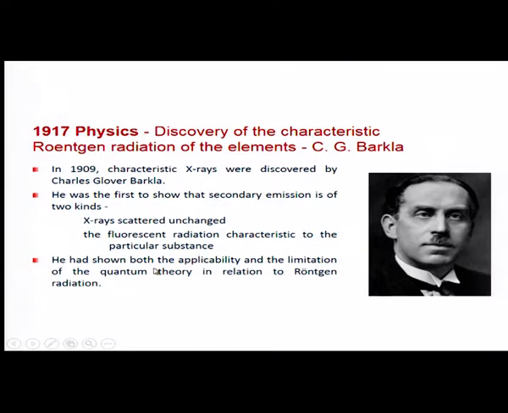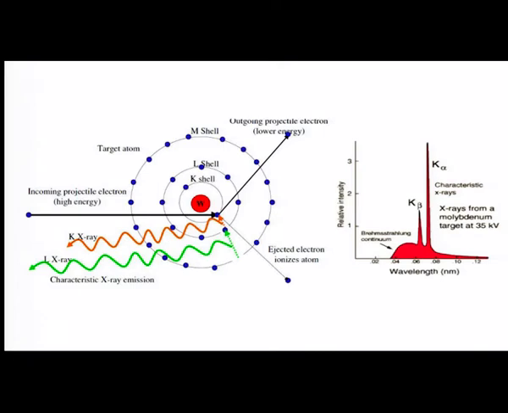He had shown both the applicability and the limitation of the quantum theory in relation to Röntgen radiation. So, this shows how the 2 radiations are coming out. One is your characteristic X-rays, the other is the continuous X-rays.